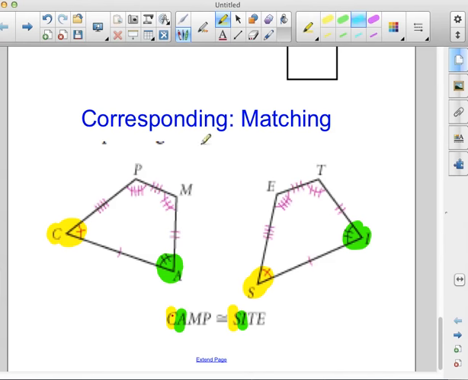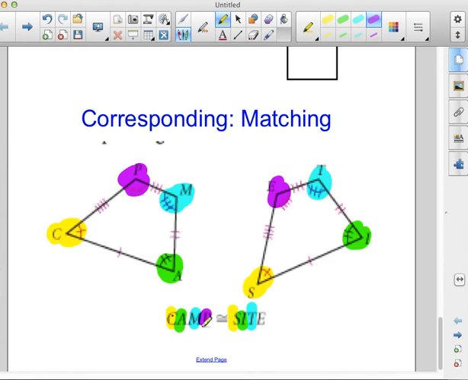Next, what angle corresponds with angle M? Which one has three dashes? Well, we can see here it's angle T. Angle T, they both have three dashes, so they have corresponding angles. They match. And finally, we can see that P corresponds to E. Let me color match them here for you.